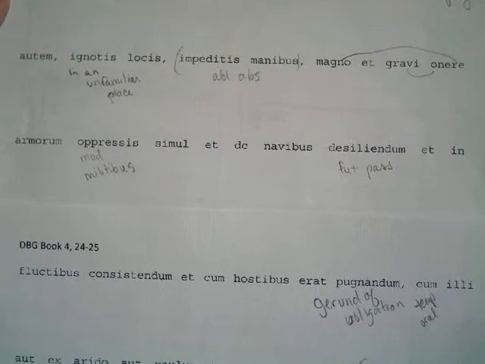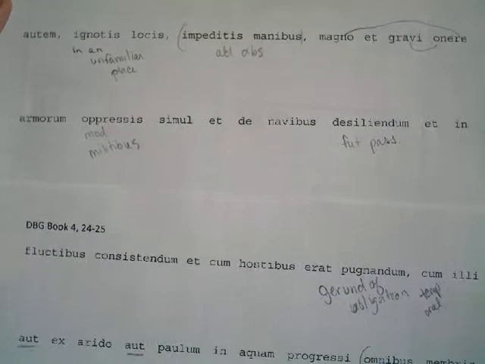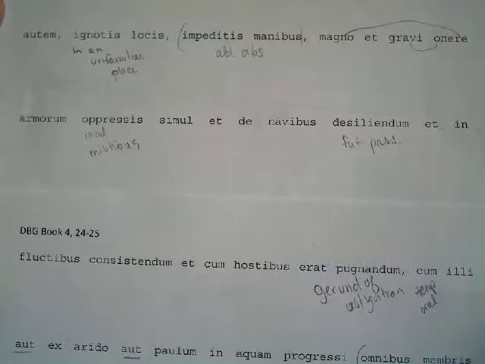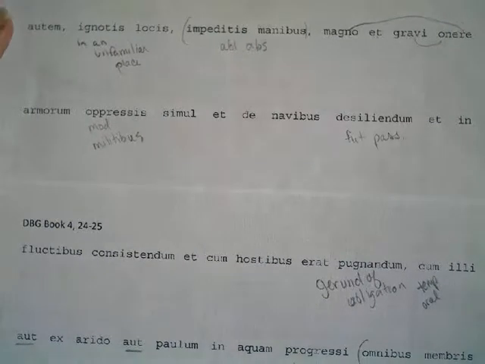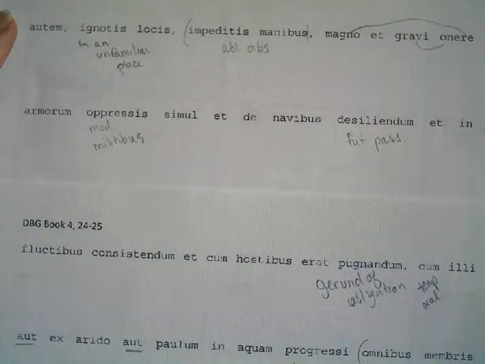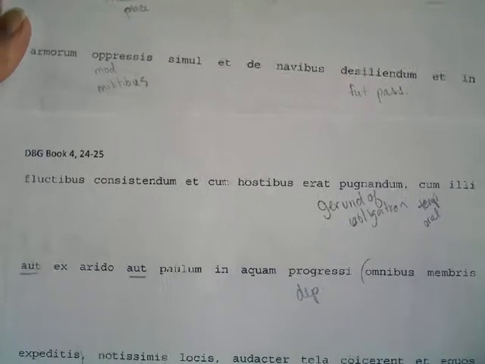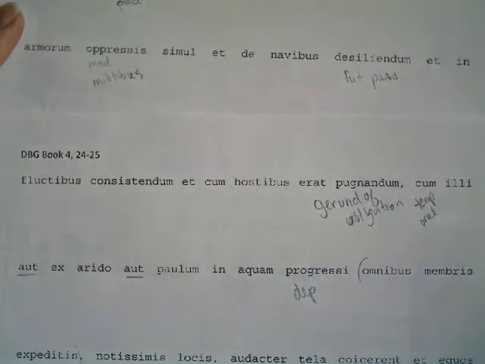So, et de navibus disiliendum, which basically de navibus would be our ablative of separation. Disiliendum, you have to translate with that obligation part. They must do something. Et in fluctibus is a participial phrase. Constituendum, again, they must be doing the constituendum in. Et cum hostibus erat pugnandum. Cum hostibus is a prepositional phrase, and then pugnandum. So there's a little bit of a parallelism going on here. De navibus disiliendum, in fluctibus constituendum, cum hostibus pugnandum.